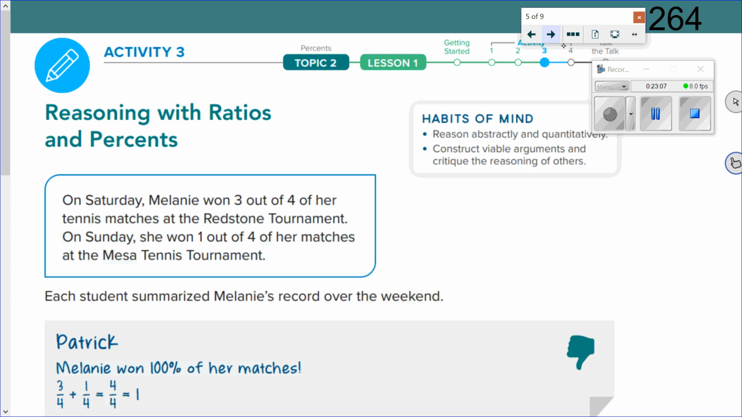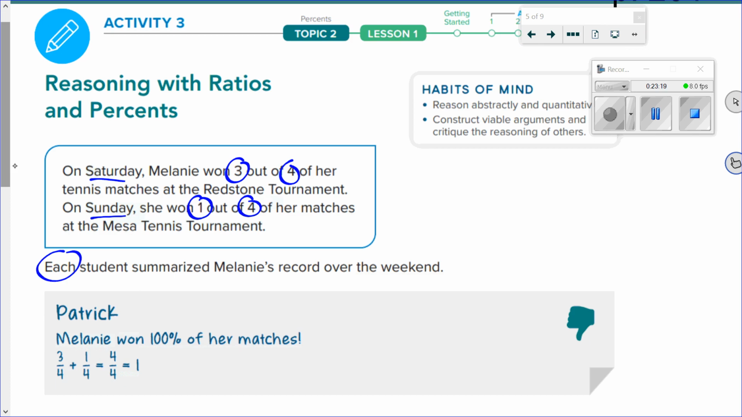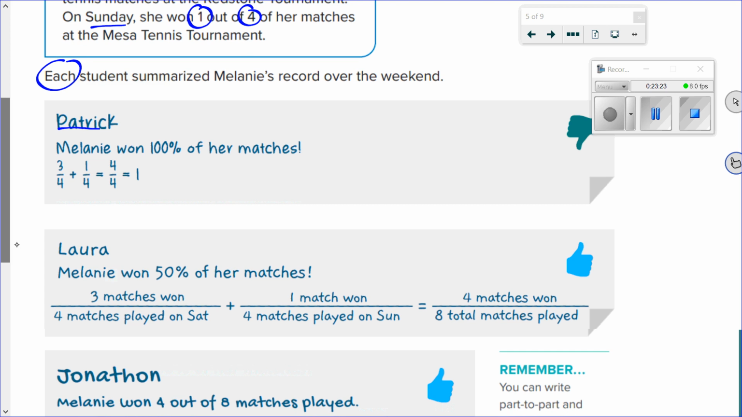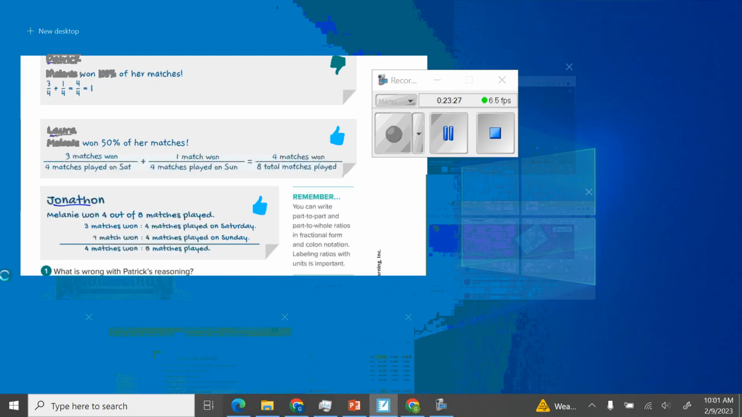So on Saturday, Melanie won 3 out of 4 of her tennis matches at the Redstone tournament. On Sunday, she won 1 out of 4 of her matches at the Mesa tennis tournament. Each student summarized Melanie's record over the weekend. So you have Patrick, you have Laura, and you have Jonathan. You have 2 questions on this.